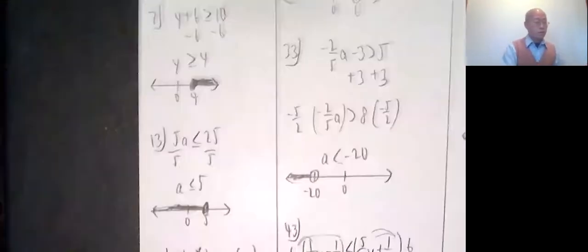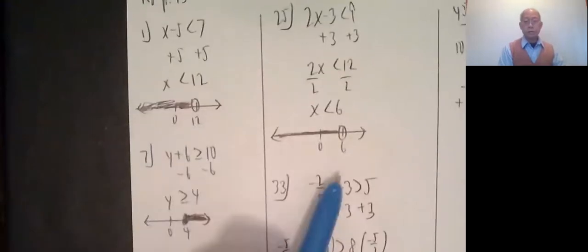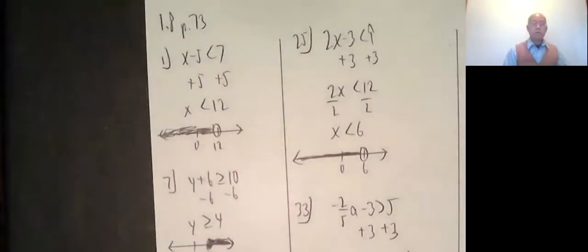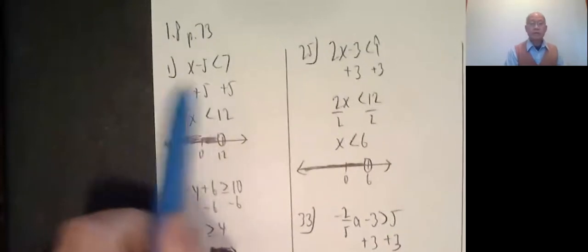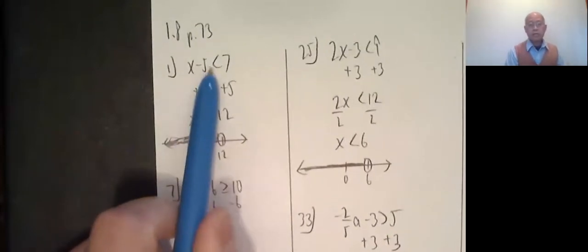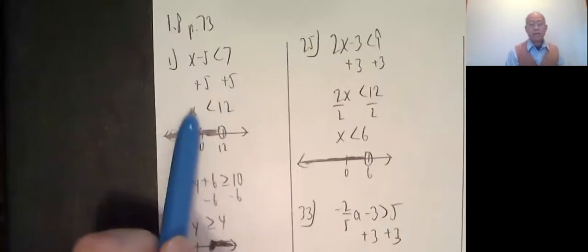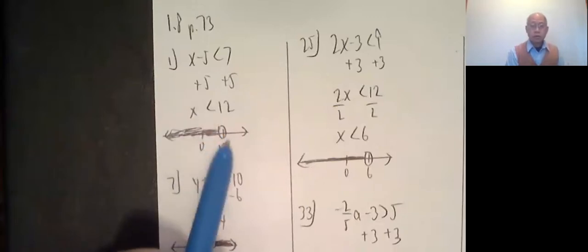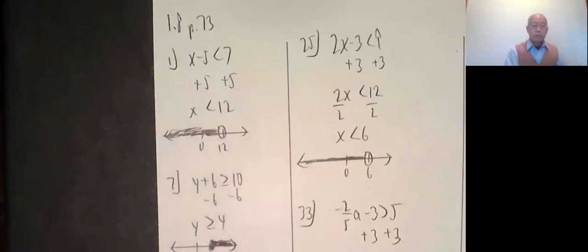In this section, we're solving inequalities. Inequalities means you have less than, greater than or equal to, greater than, less than, something like that. For the most part, you do the same operations as you would for equalities. So x minus 5 is less than 7, number 1. Well, what would you do if it said an equal sign? You would add 5. So do the same thing. Add 5, x is less than 12. It does not include 12, so it's an open circle at 12. Less than 12 means shade to the left.